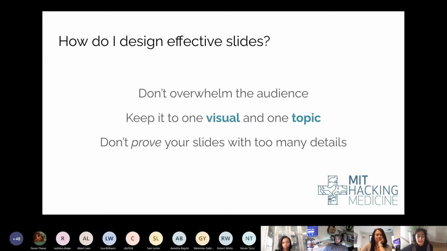With regards to designing the slides, as I mentioned before, make sure that you don't overwhelm the audience. We recommend that you keep it to a single visual and a single topic, and that you don't try to overload your slides with too many details. So if you have a product that has a lot of different technologies all incorporated into each other, you don't have to highlight all of those. You can say that we have many different advanced technologies incorporated into our product, but you want to highlight just the single mock and single visual of what your product looks like without going into all of the bells and whistles. And you definitely will have the Q&A to talk about that a little bit more if the judges are interested.